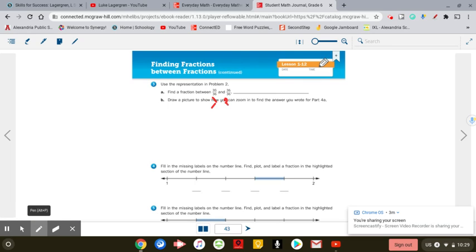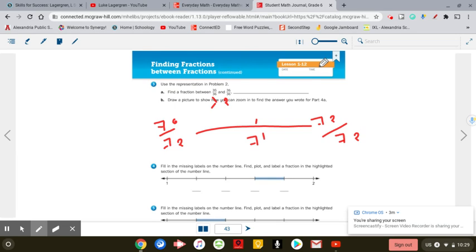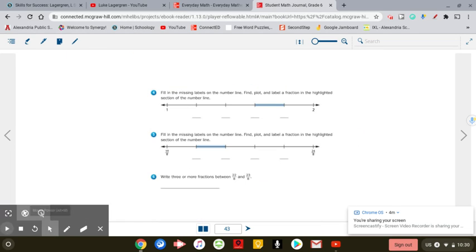So 36/36 becomes 72 over 72. 35 times 2 is 70 over 72. Well, what is in between those? That would be 71 over 72. And now I have found a fraction that works. 71 over 72.